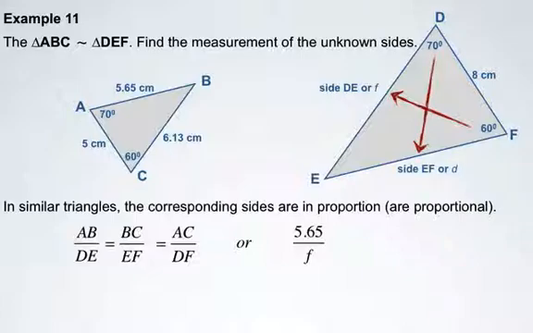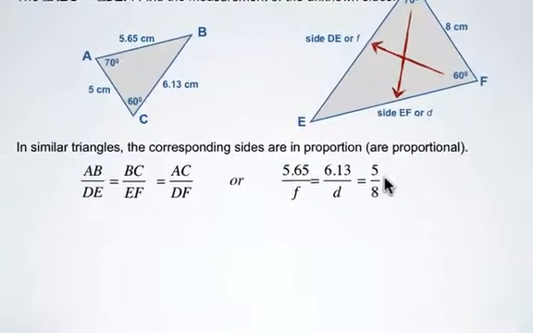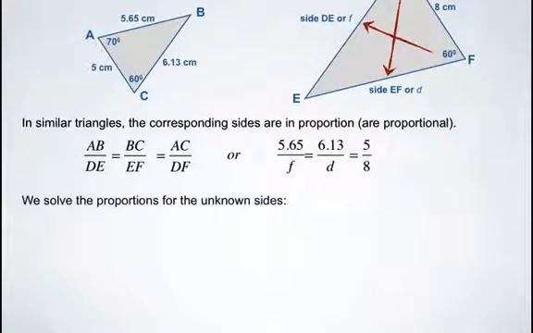And then the next ratio, we know that BC is 6.13 centimeters, and that side EF, which was an unknown, will again use the lowercase version of the vertex that it's across from, so we'll call it lowercase d. And the third ratio is side AC, which we know is 5 centimeters, to DF, which again was given as 8. So we've set up our proportion, and now we can solve for the two unknowns by splitting this proportion up into sections that we can use.